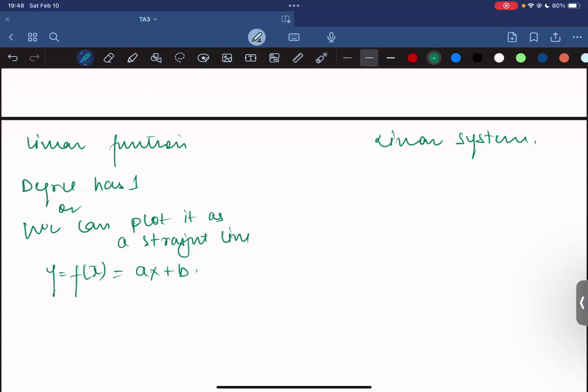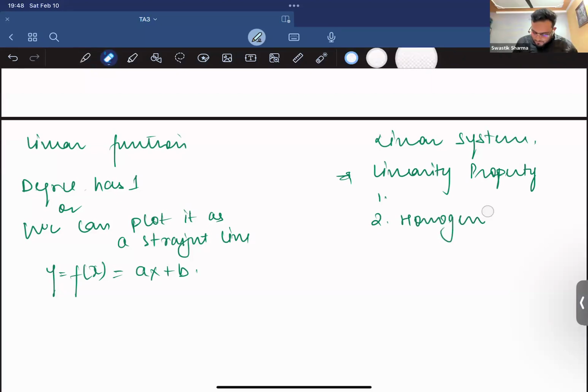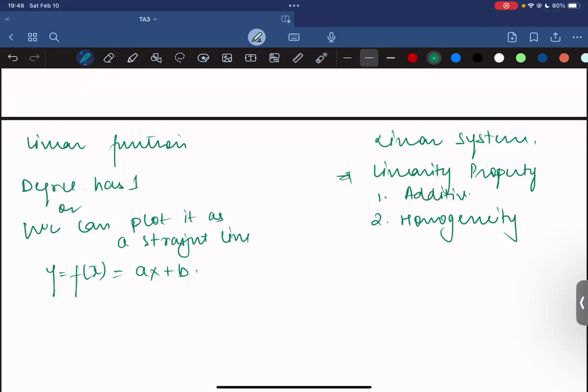But with linear systems, you generally have a linearity property. Can anyone tell me what that linearity property is? It follows two different kinds of property: superposition and homogeneity. One is homogeneity, and the other, I guess, is additivity. Yes, additivity, superposition. Now tell me what is additivity and what is homogeneity.